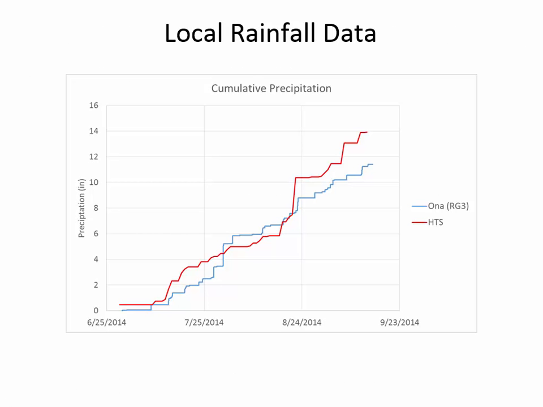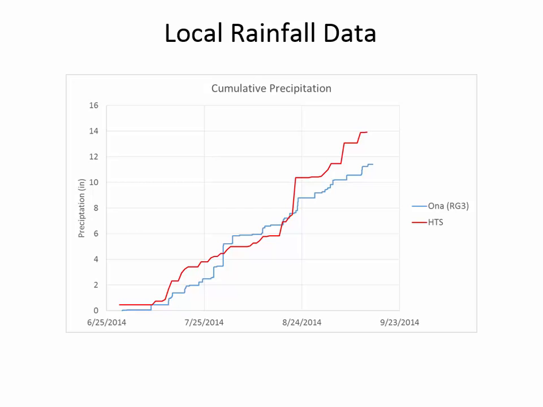So here's that data that I was mentioning. Just yesterday I offloaded the data off of the rain gauge that's in place right now in Ona and looked at the rainfall data for the comparable time period for the Huntington Airport. And the Huntington Airport is almost right on the border of West Virginia and Kentucky, so it's a little bit west of here. Ona's a little bit east of here.